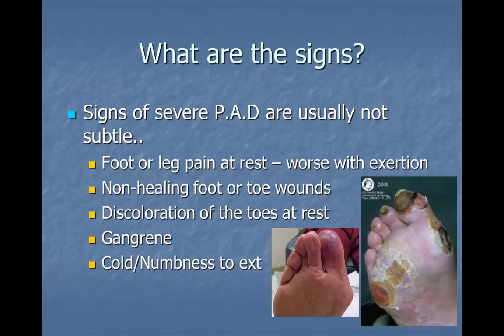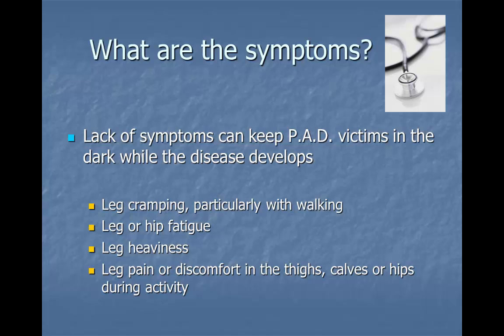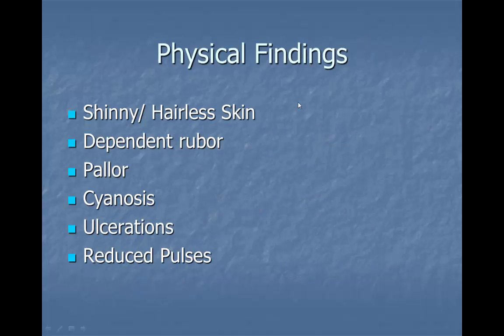Sometimes patients could develop peripheral artery disease at the level of the sacral area, and that could cause erectile dysfunction. Again, some patients have no symptoms whatsoever when it is mild, and some others could have leg cramping, leg or hip fatigue, heaviness, or discomfort in the thighs, calves, or hips during activity. Other physical findings, as I previously stated: dependent rubor. Because of ischemia, the skin will be shiny and hairless, with pallor, cyanosis, ulcerations, and even reduced pulses that could only be heard with Doppler.